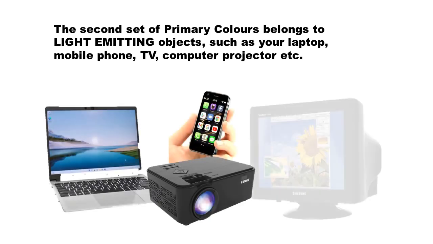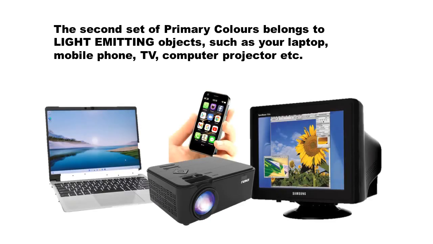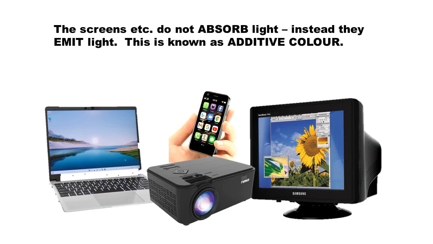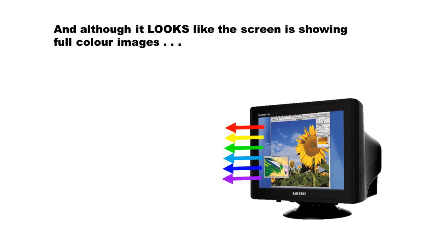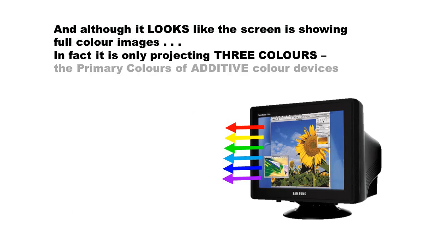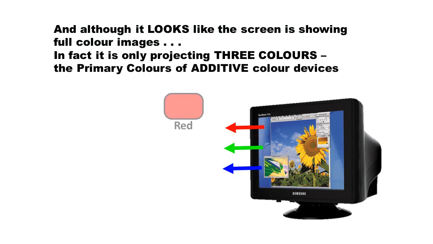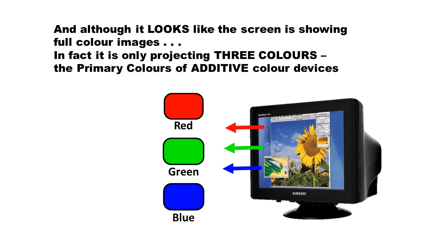The second set of primary colours belongs to light-emitting objects such as your laptop, mobile smartphone, TV, computer projector, etc. These screens don't absorb light, instead they emit light. This is known as additive colour. And although it looks like the screen is showing full colour images, in fact it's only projecting 3 colours, the primary colours of additive colour devices.